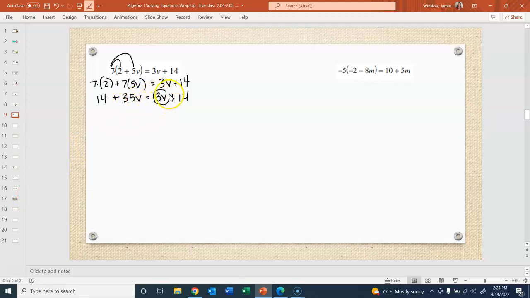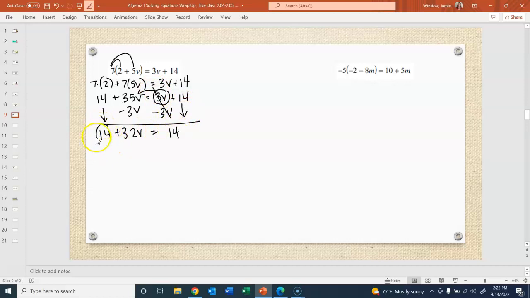So let's take this 3v and move it over. We will subtract 3v from both sides. We do that inverse operation. So this is a positive 3. We are going to subtract 3. So we'll bring down 14. 35 minus 3 is 32v. These cancel, right? And bring down 14.